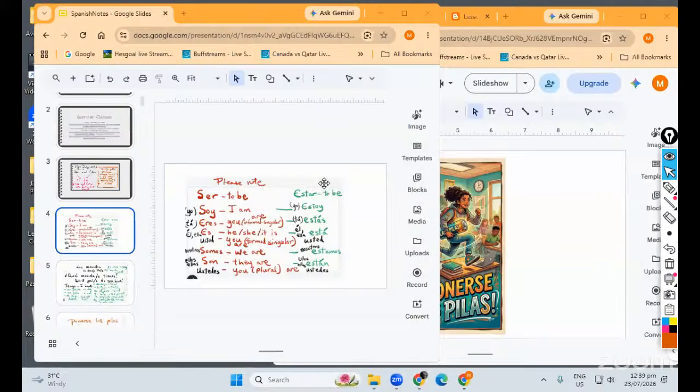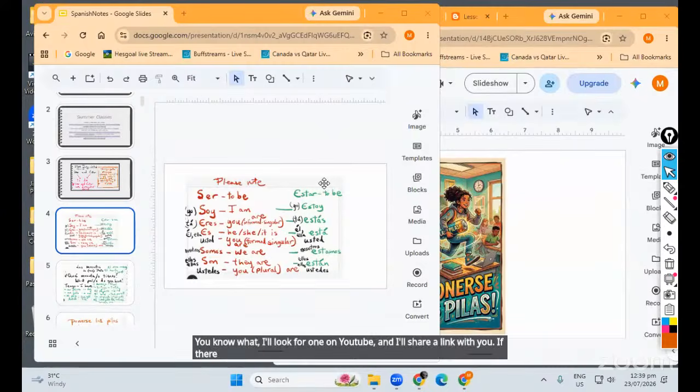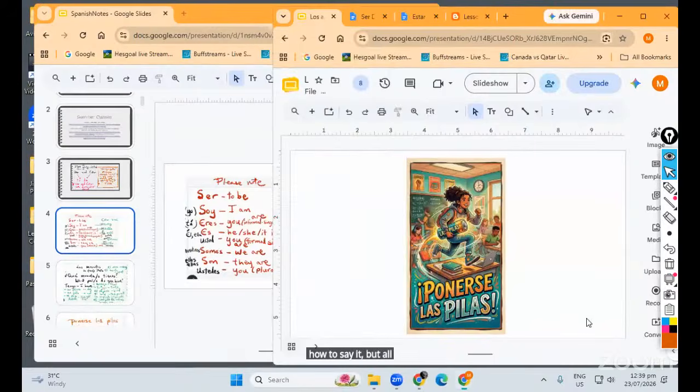Yeah, my Spanish teacher also taught us a song with Sarah, but I can't remember the tune. You know what? I'll look for one on YouTube and I'll share a link with you if there is a song to help you remember how to say it. But all it is, we just have to memorize it.